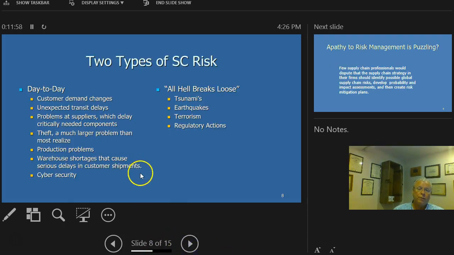So this is what we're going to talk about. There's different kinds of risks. There's a risk that occurs every day. You have something happen, you have a competitor reaction, you have a customer demand change, you have a delay, a truck doesn't get there where it's supposed to get there. That can be bad. I can tell you that from experience.